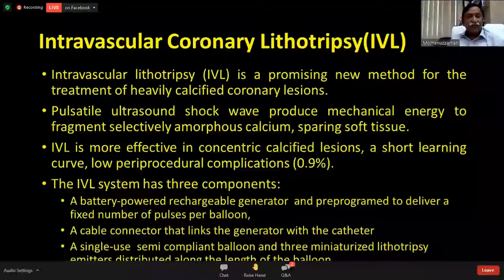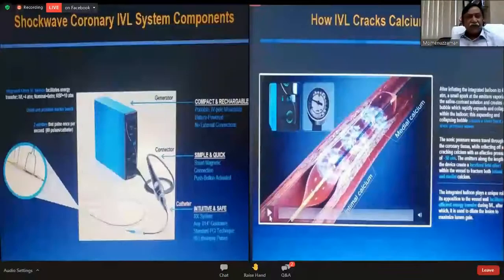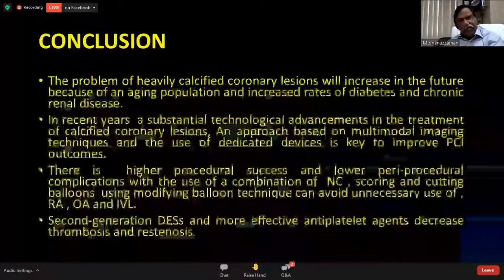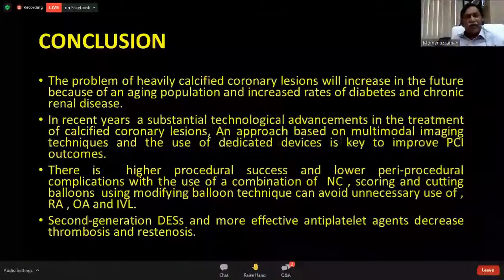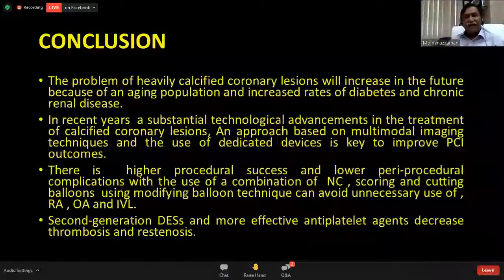So in conclusion, the problem of heavily calcified coronary lesions will increase in the future because of the aging population and the increasing rates of diabetes, chronic liver disease, and chronic kidney disease. So in recent years, there has been substantial technological advancement in the treatment of calcific coronary lesions. An approach based on multimodal imaging techniques and also use of dedicated devices is key to improving PCI outcome.